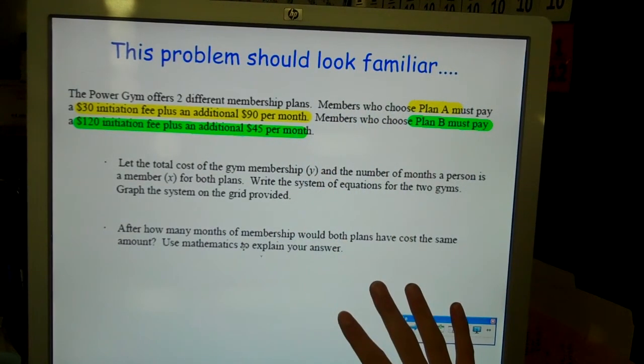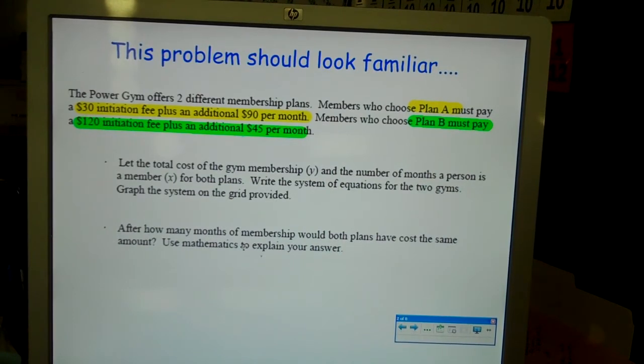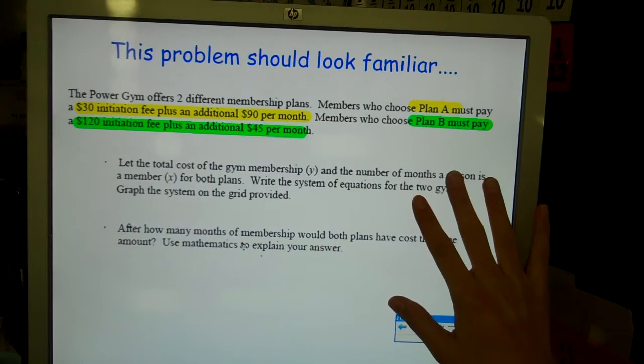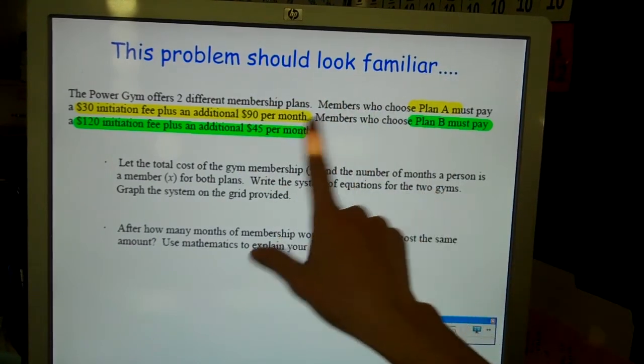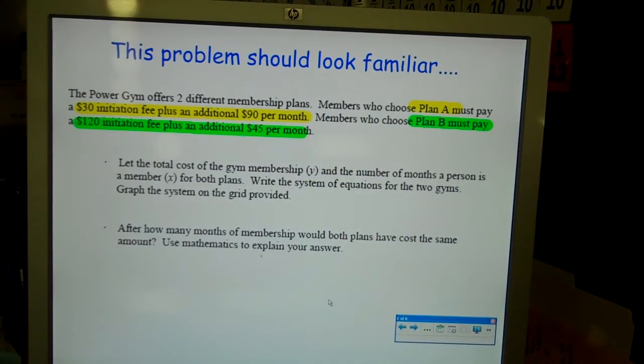Remember where this question came from? It's coming from your midterm, which you're taking right now. So you've seen this question before. I want you to take a minute and I want you to write the system of equations. Write the equation for Plan A and the equation for Plan B. You know how to do that very simply.